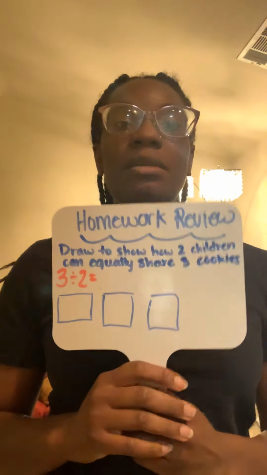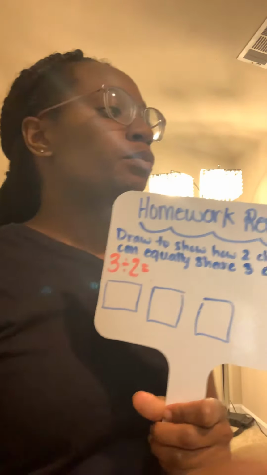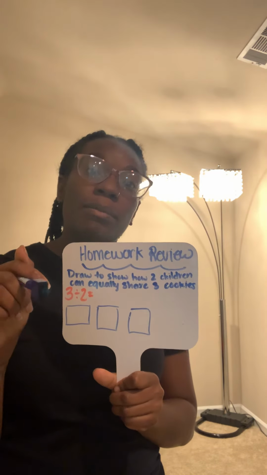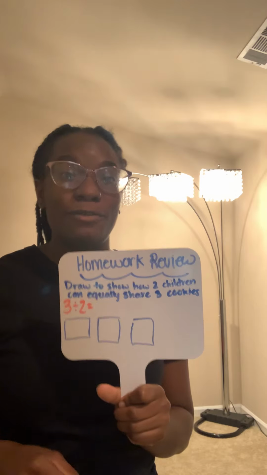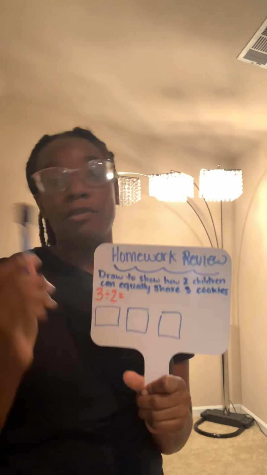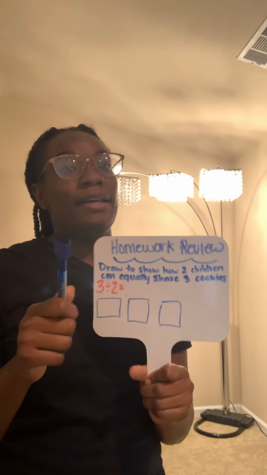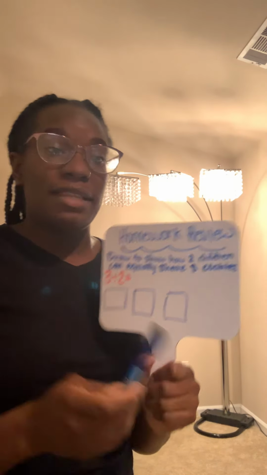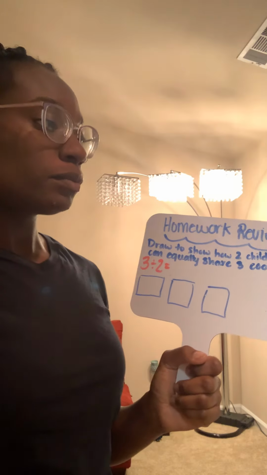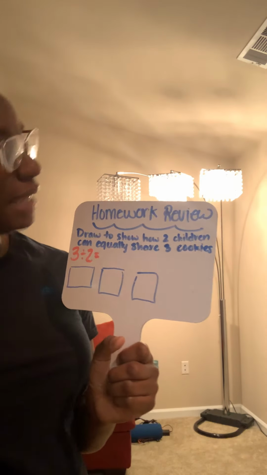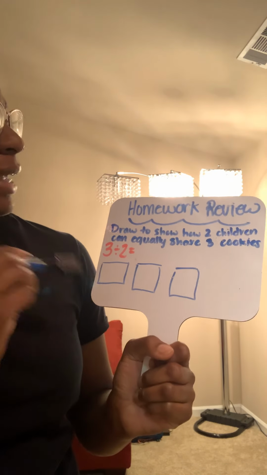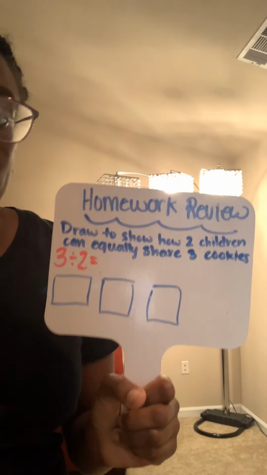We're going to start with a bit of homework review. So we're going to start with our word problem. Whenever we've worked with word problems, I've always told you to read the problem once. If you need to read it again, go ahead and do that. And then make sure you figure out all of the information that has been given to you. So, our problem says, draw to show how two children can equally share 3 cookies.